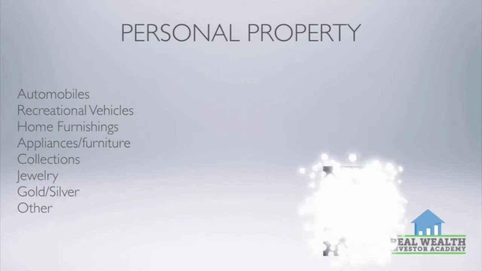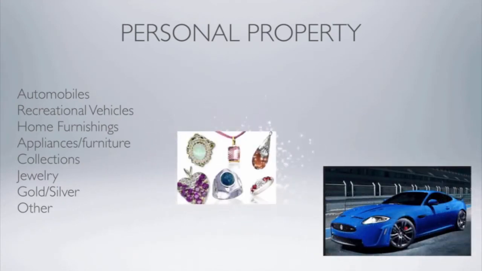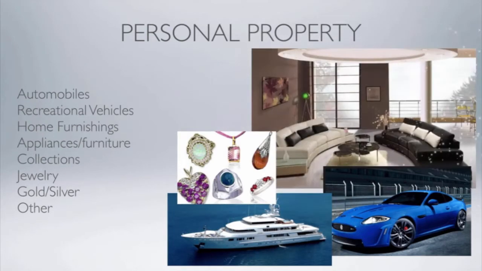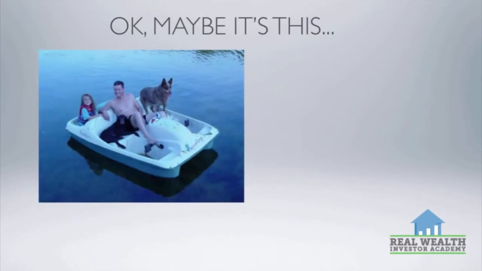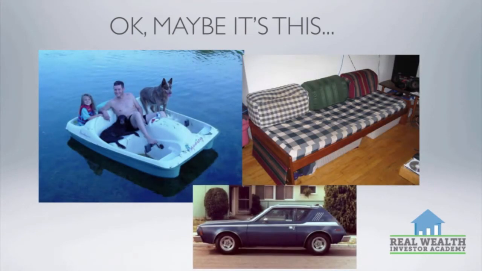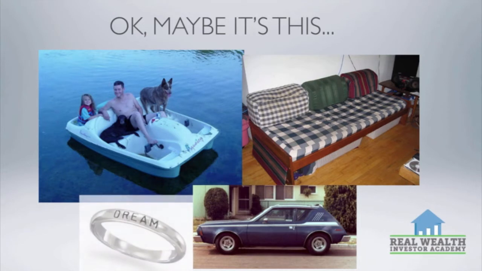Personal property: automobiles, recreational vehicles, home furnishings, appliances, furniture, collections, jewelry, gold, silver, all your personal property. Add that up to your asset side. Maybe your personal property looks like, here's your yacht, and here's your couch, and here's your car. Doesn't matter, as long as you're happy. Calculate the value of these things.